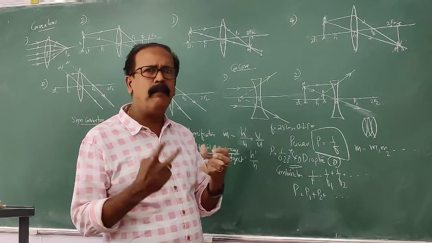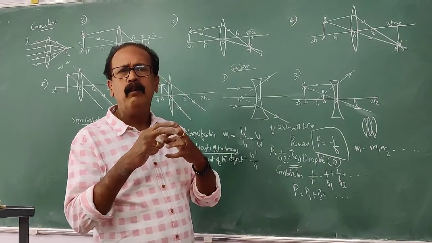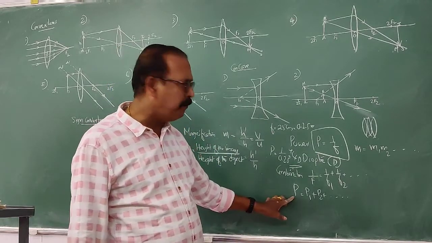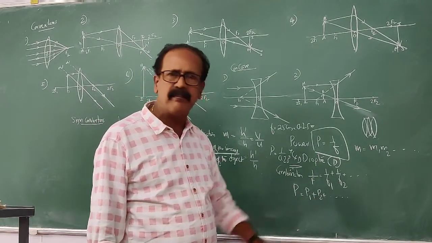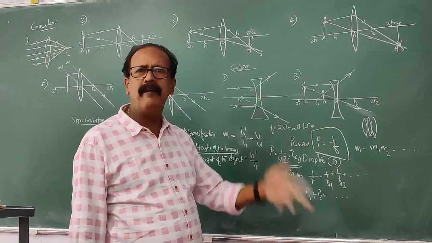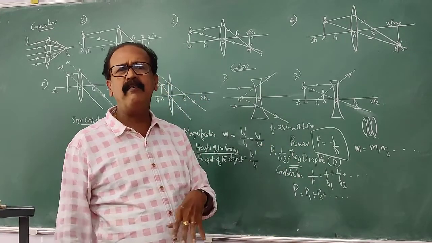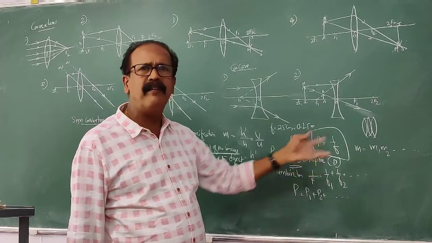And what is the power of the combination? If so many lenses are combined, what is the power of the combination? The power of the combination is the sum of the powers. P1 plus P2 plus, whatever number of lenses you combine, P1 plus P2 plus etc.